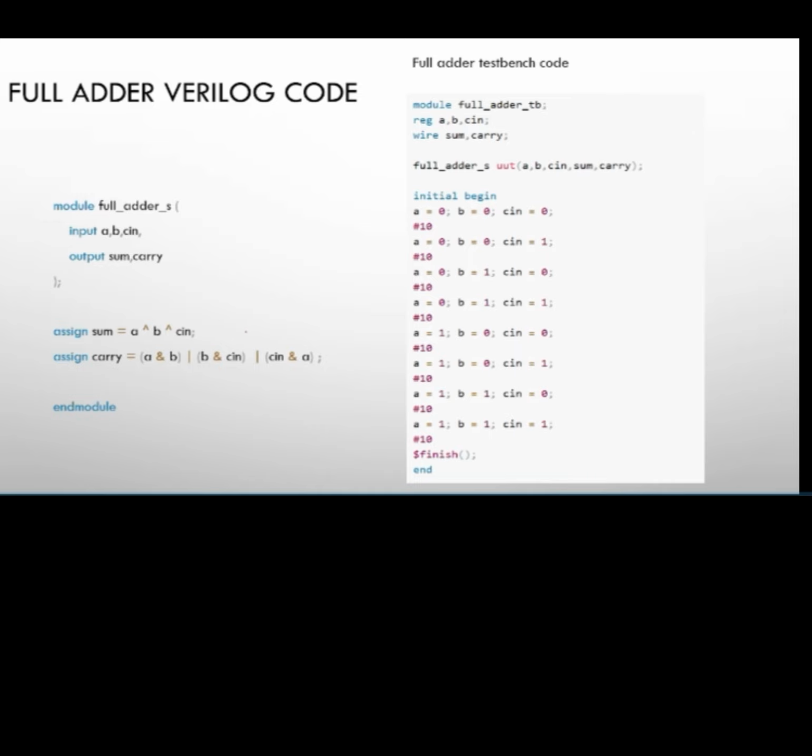So basically, this is the full adder Verilog code. If you see here, this is how the port declaration is done. Here, this is the newer style. Within the module header only, we have declared both ports, like input, output.